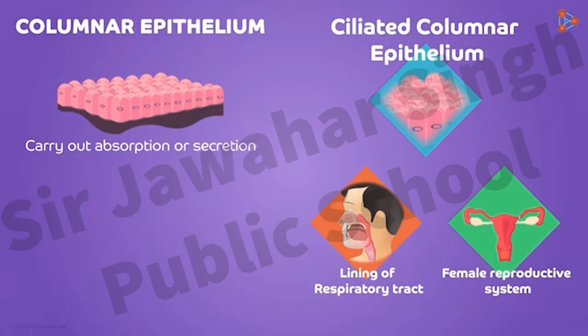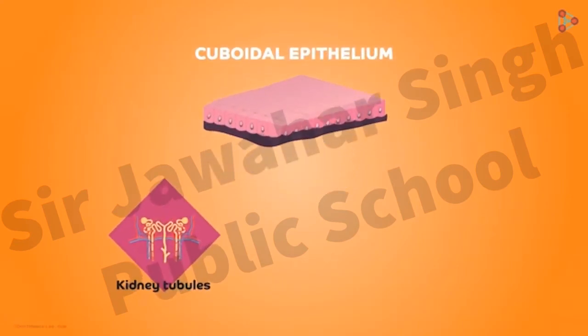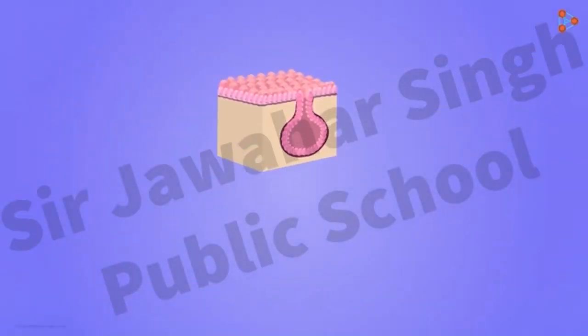Now, these columnar cells are definitely doing their job well, but at times, some substances aggressively pass through small channels which are lined by these epithelial cells. So then, along with absorption and secretion, we need support too. Here the cuboidal epithelial cells come for our rescue. These cuboidal cells are found lining the kidney tubules, in the thyroid, and also in the ducts of the salivary glands.